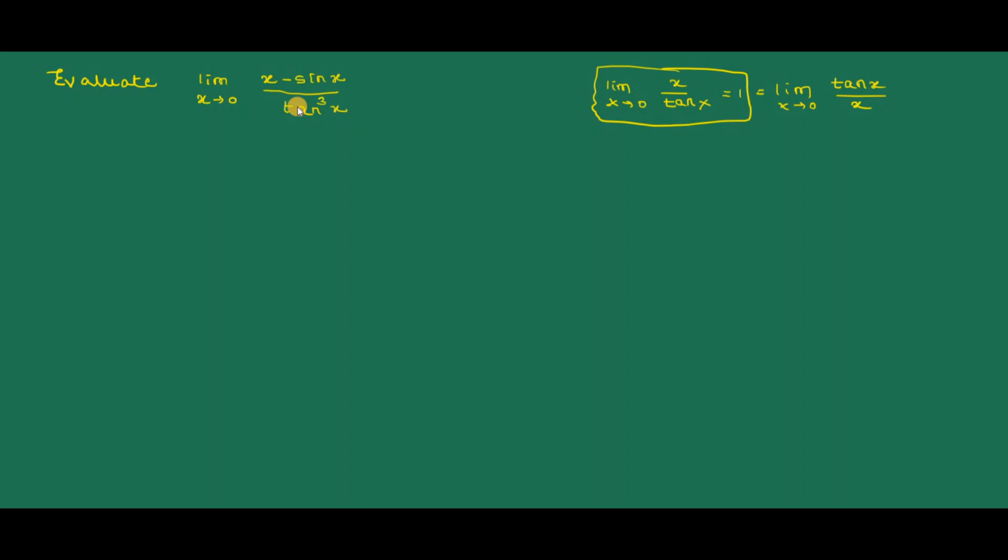In this case, we have only one tan, and here we have three tans, that is tan cube x. So to make them equal, I will write this as limit x tends to 0 of x minus sine x, and multiply and divide by x cube, that is multiplied by x cube divided by tan cube x, which is an adjustment.